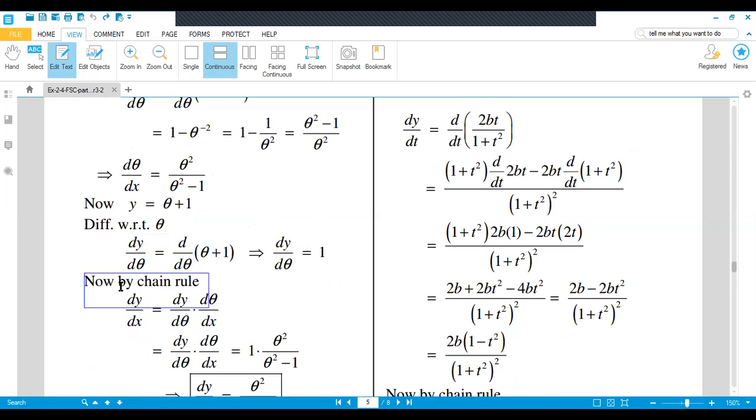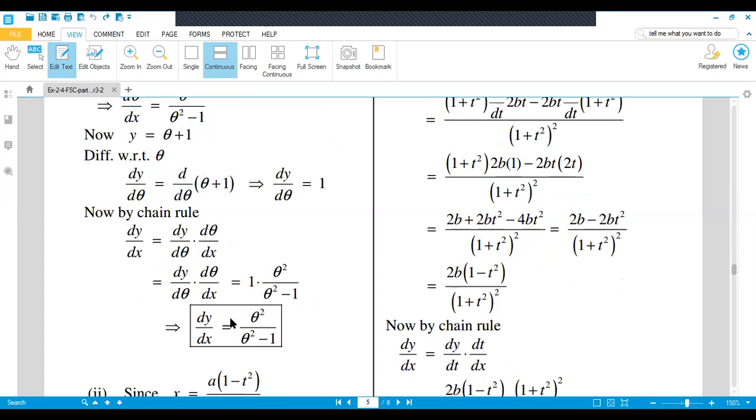Now by chain rule, we have to find dy by dx. So it is equal to dy by d theta times d theta by dx. Why? Because d theta cancels, so again we get dy by dx. This is the chain rule. Now put the value of dy by d theta, which is 1. And the value of d theta by dx is theta square divided by theta square minus 1. So this is the required answer. We solved the parametric equation with respect to theta.